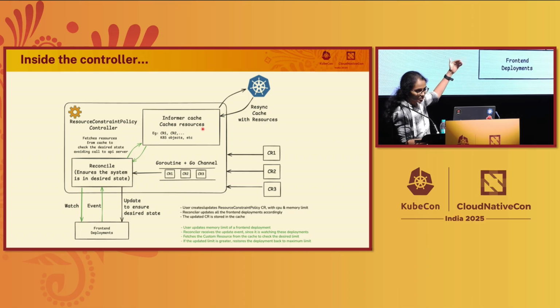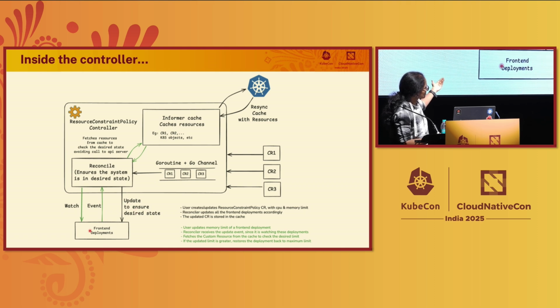It caches the resources. Now, this informer cache also keeps resyncing. Let's say your operator has missed some event, okay? In that case, it keeps resyncing from the Kubernetes API server the state of your objects. So within a controller, these are the things that are happening. Your CR is getting created, the event comes through a Go channel, which is a part of a Go routine. Your reconciler gets it, it updates to ensure the desired state.